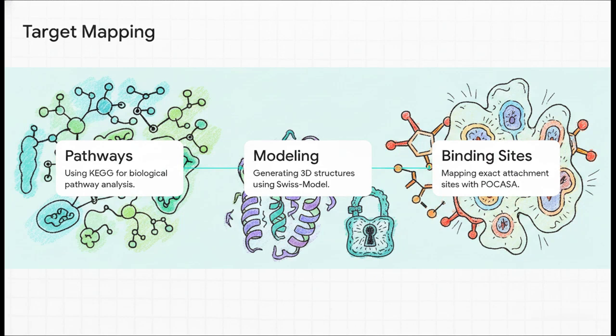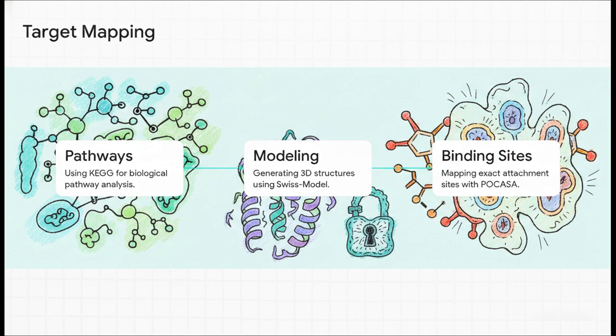But predicting the protein is really just the beginning. We have to map the whole thing out. First, we use pathway analysis tools, like CADD, to understand the biological neighborhood. Like, where exactly is this protein hanging out and functioning in the body's pathways? Next up is homology modeling. Using tools like Swiss Model, we generate a highly detailed 3D structure of that protein lock.